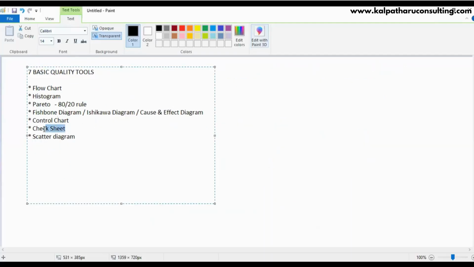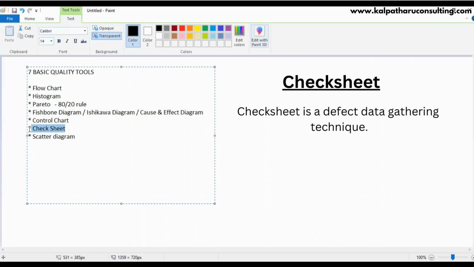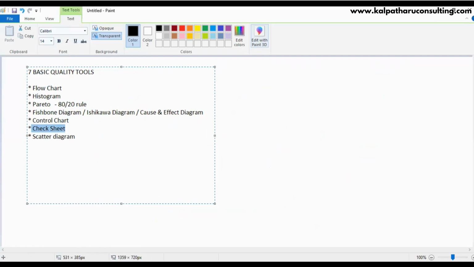Next is check sheet. People generally confuse check sheet with checklist. A checklist is a reminder list which helps you ensure that every step is being followed religiously. That is a checklist. This is a check sheet. A check sheet is a defect data gathering technique. Okay, check sheet. So let me share how it is.